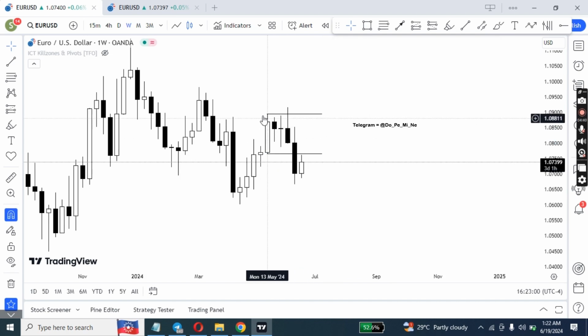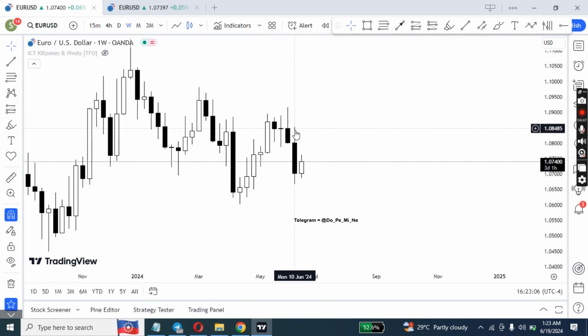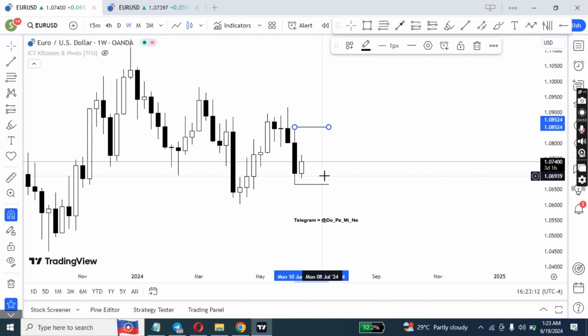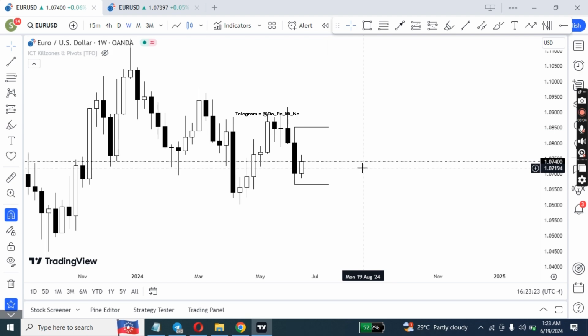Right now, we are currently right here, and you can see that we have this big bulky candle, and we can actually treat this as a CRT, but we're not going to anticipate or expect it to be a CRT right away. We're going to need a certain context and narrative before we confirm this as our CRT, and I'm going to show you how you're going to do it.